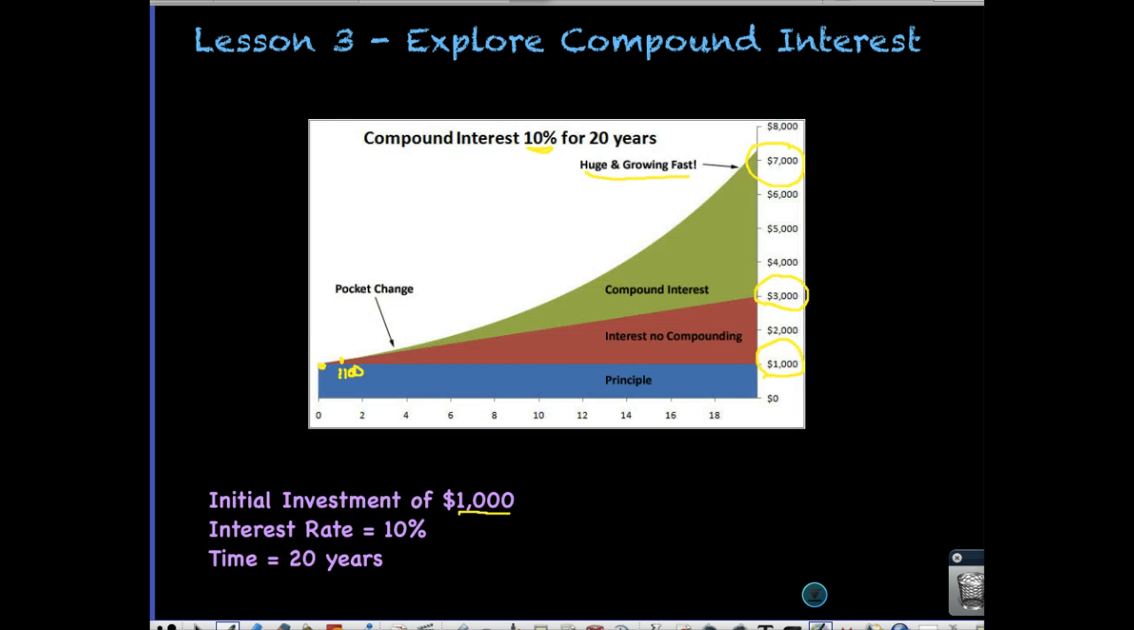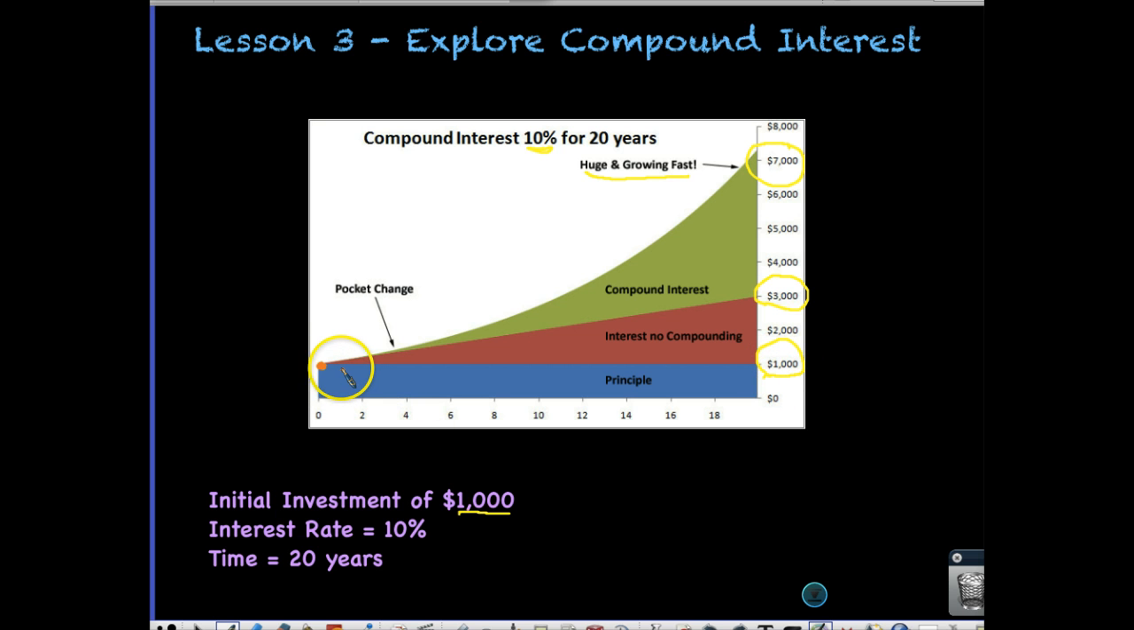Let's go ahead and look at another graph. Here we have a graph that shows an initial investment of $1,000, and you can see that right here. We have $1,000. If we did nothing, if we kept it in our drawer, that $1,000 would stay the same. You'll notice this principal stays the same, and I have circled $1,000. At the end of 20 years, it would still be worth $1,000.